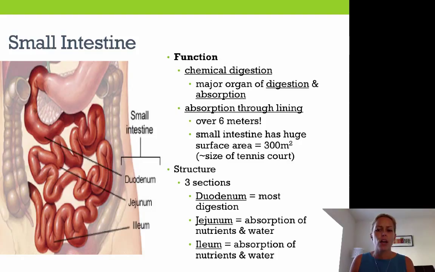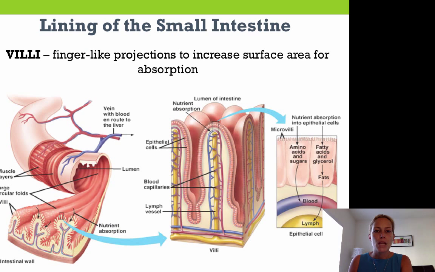As I said before, the small intestine is broken up into 3 sections: the duodenum, the jejunum, and the ileum. The duodenum, again, continues digestion. The jejunum and the ileum are designed for absorption of nutrients and absorption of water. So, the lining of the small intestine. The small intestine has a specific adaptation that allows it to absorb as many nutrients as possible.